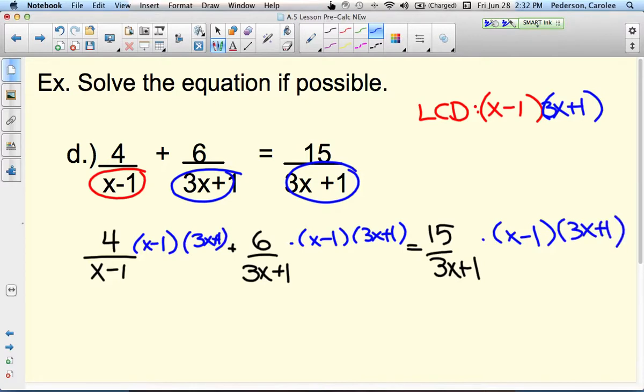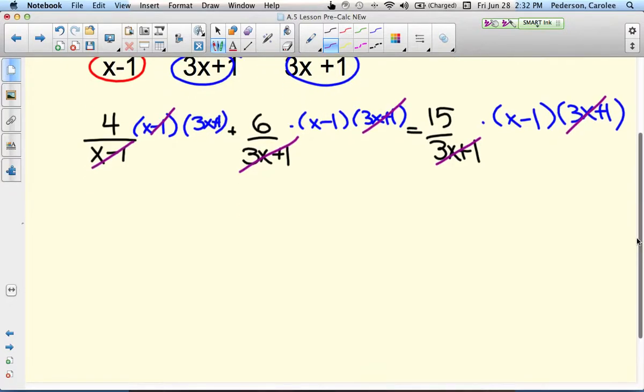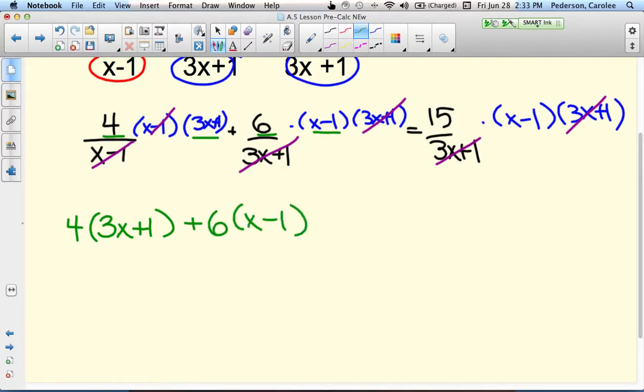Now let's see what cancels. What cancels in the first fraction is the x minus 1 and the x minus 1. In the next fraction, the 3x plus 1 and the 3x plus 1 cancel. In the last fraction on the right side of the equation, the 3x plus 1 and the 3x plus 1 cancel. Now let's clean up what we're left with. What we're left with in the first fraction is the 4 and the 3x plus 1. So 4 and then 3x plus 1. In the next piece, we're left with plus 6 times x minus 1. In the last piece, we have 15 and then x minus 1.